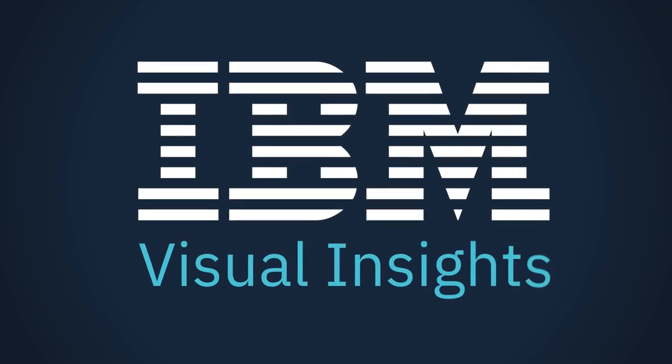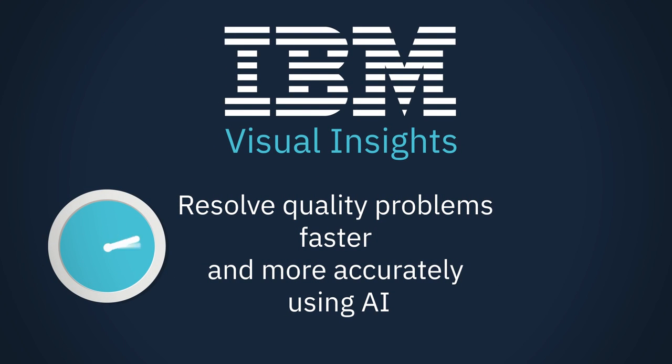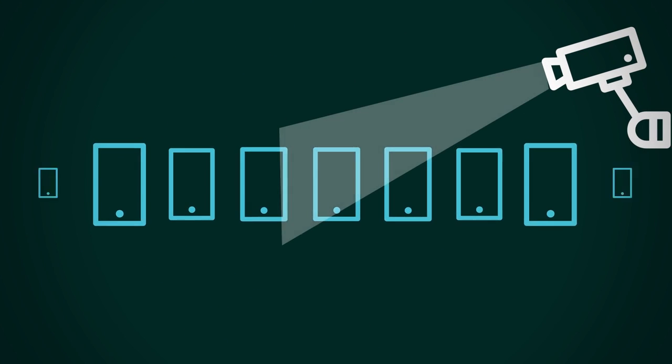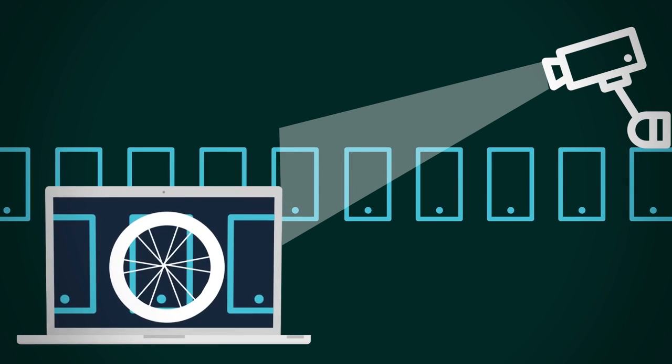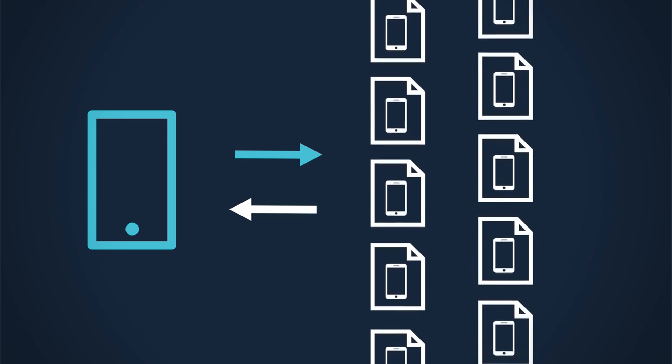Introducing IBM Visual Insights, a solution designed to resolve quality problems faster and more accurately using AI. Take a cell phone casing. As the phone passes the camera on the line, it takes a snapshot. The image is then compared against a library of historical images that identify critical defects.